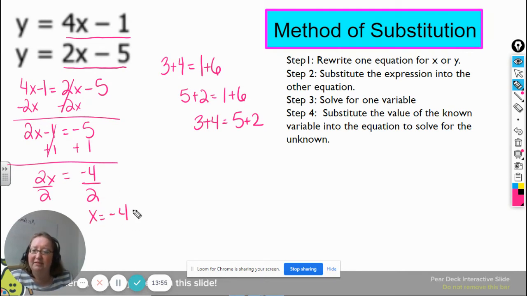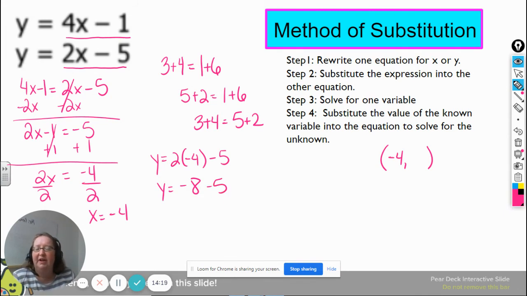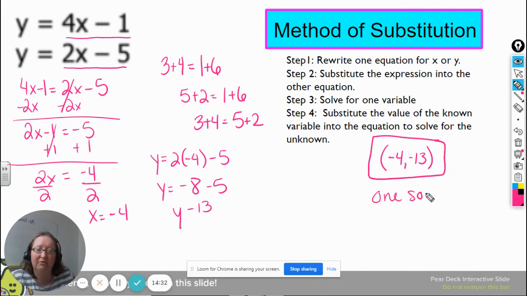So I found this. Now I've got to utilize one of these two equations to figure out what the y value is. So I know that my solution is at least negative 4. But what is the y value? Okay, I'm going to pick the one with smaller numbers. y is equal to 2 parentheses negative 4, minus 5. y is equal to negative 8 minus 5. Negative 8, 9, 10, 11, 12, 13. Negative 13. So negative 13 is our ordered pair. And so this has one solution.